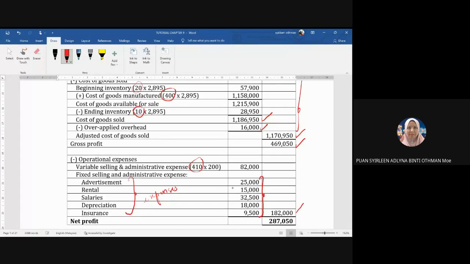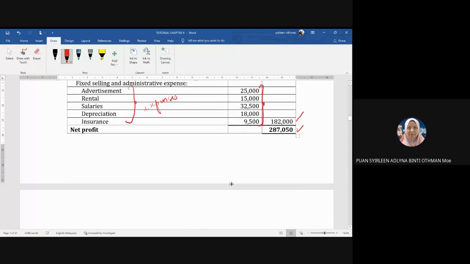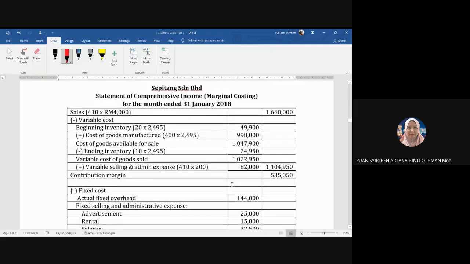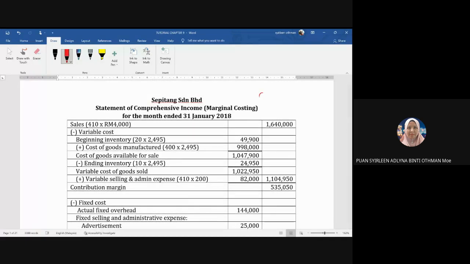So your net profit is 287,050 ringgit. Okay, 287,050 ringgit. This is for absorption. Untuk marginal tak ada adjustment. Okay, so marginal macam biasa. Make sure tajuk awak betul ya. Kalau tajuk salah juga saya pun tak tahulah.